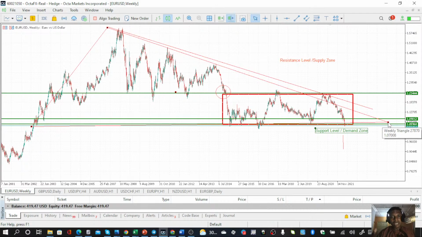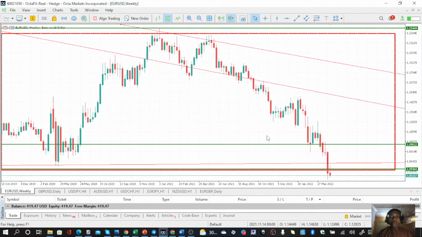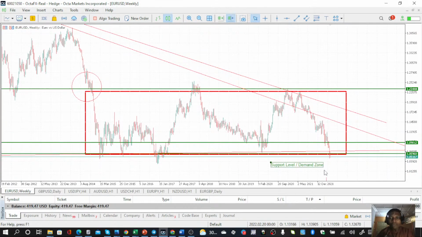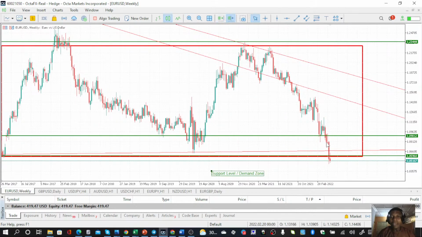Now this triangle is indicating that momentum is going bearish. So with the chart pattern of a descending triangle and with the consolidation box we have framed up here, we could see that price has broken out of the consolidation box that we have drawn here. And we could see that the bear candle of last week was stronger.